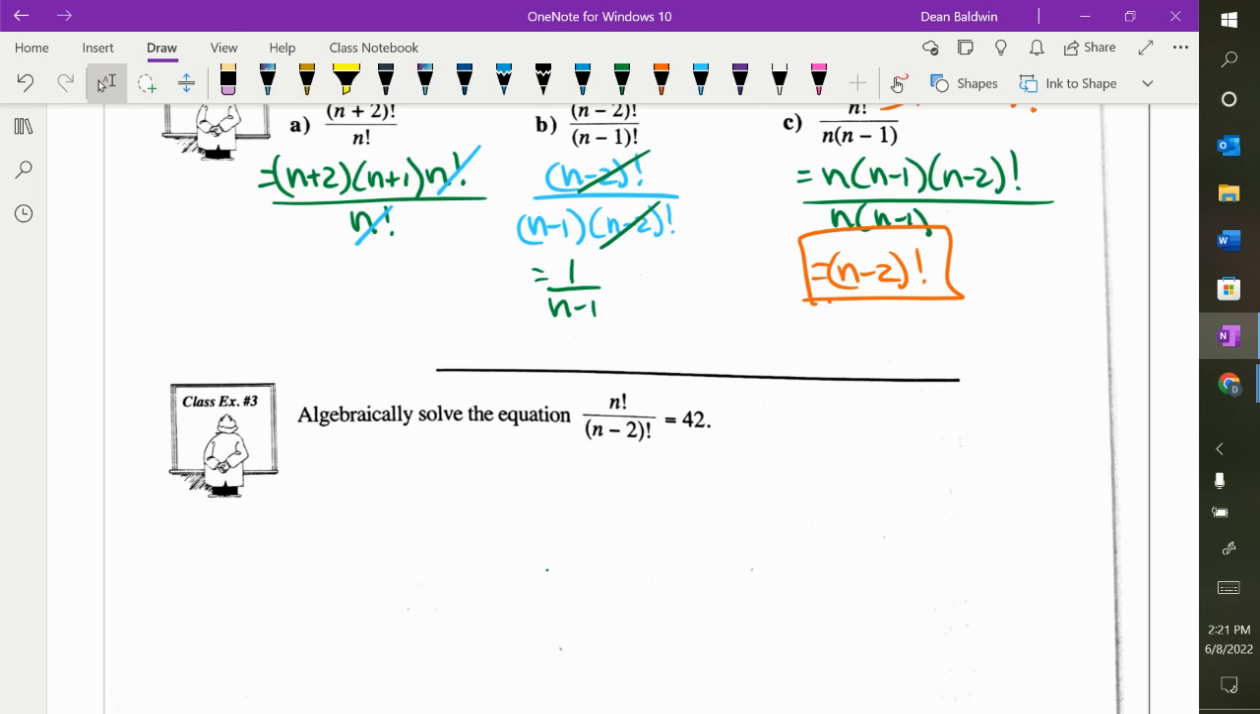We're going to solve for n. You will see. Solve the equation: n factorial over n minus 2 factorial is equal to 42.